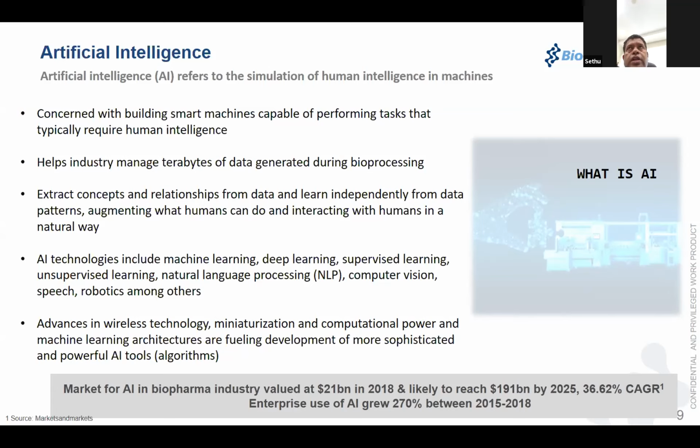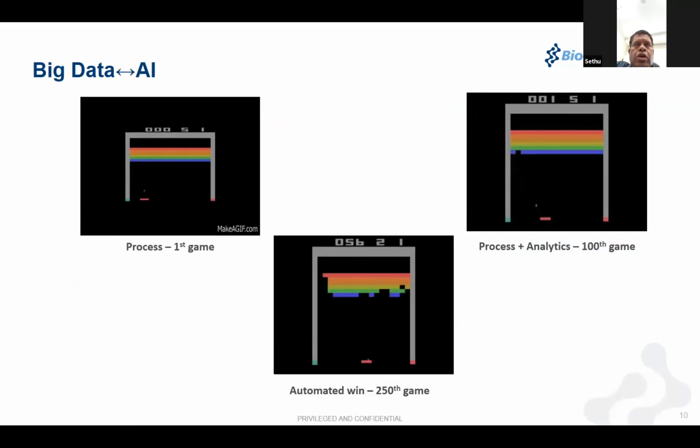And it extracts concepts and relationships. There are a lot of interrelationships that can come out using data analytics, and if this is the data that is trained, then you can put in a sequence, have machine learning and deep learning incorporated. With the availability of wireless technology, miniaturization, and computational fluid dynamics, many things are fueling the development of more sophisticated AI tools. Next slide. And you see the market is propelling in a very big direction, from 21 billion in 2018, it is expected to grow to a very significant figure.